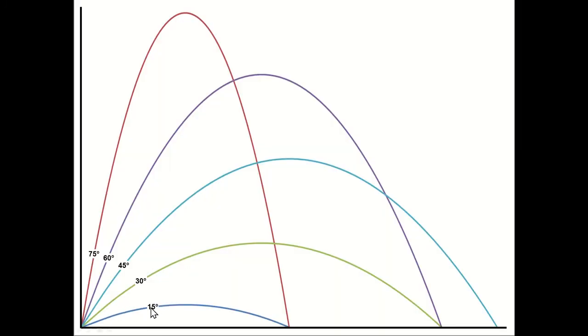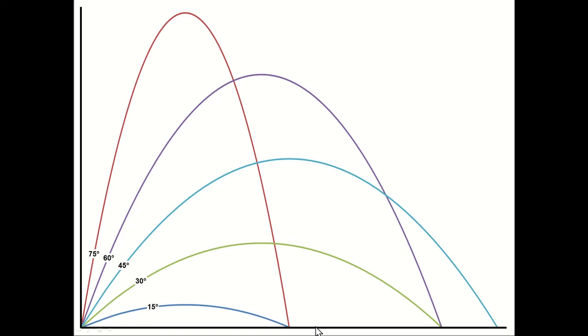So if I shoot something at 15 degrees and I shoot it at the same speed at 75 degrees, the 75 is going to be going really high. It's going to be in the air for a long period of time, but they will land in the same position. This won't be in the air for very long, but it's going pretty fast. So this blue one would hit the ground well before this red one, but they will hit the ground in the same place.